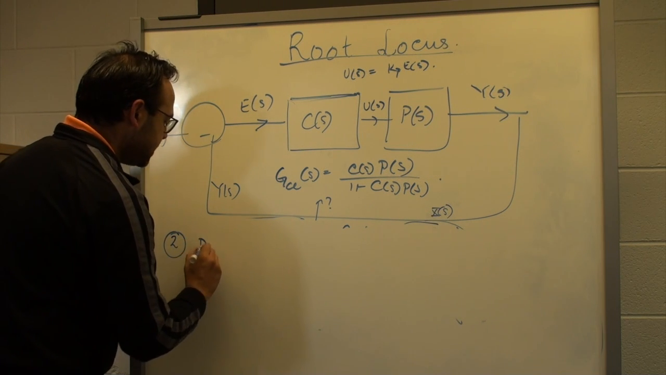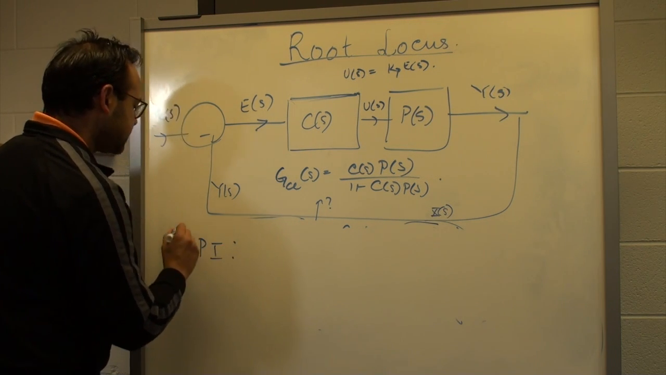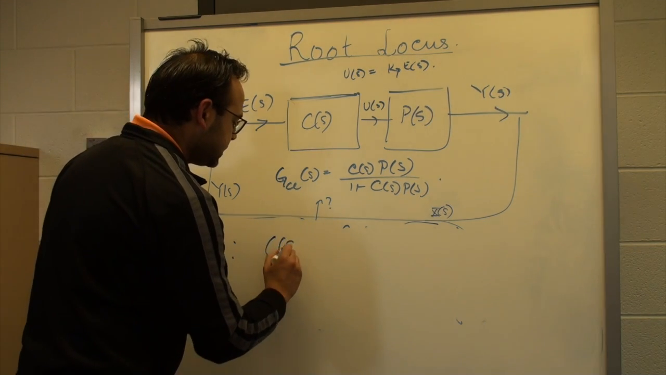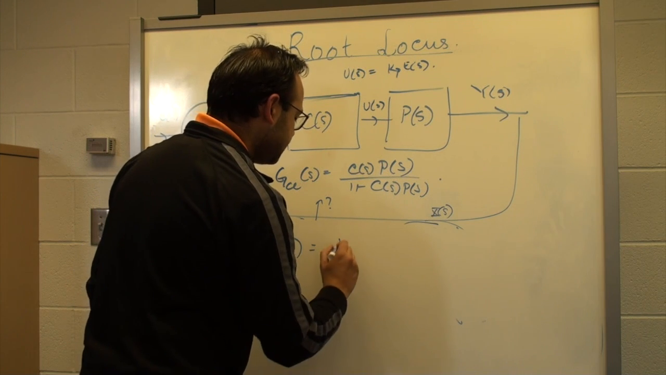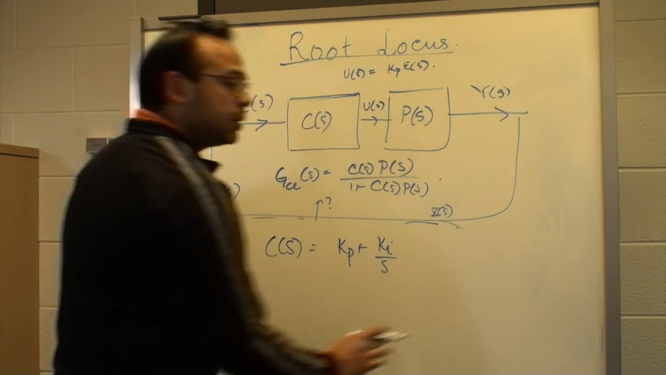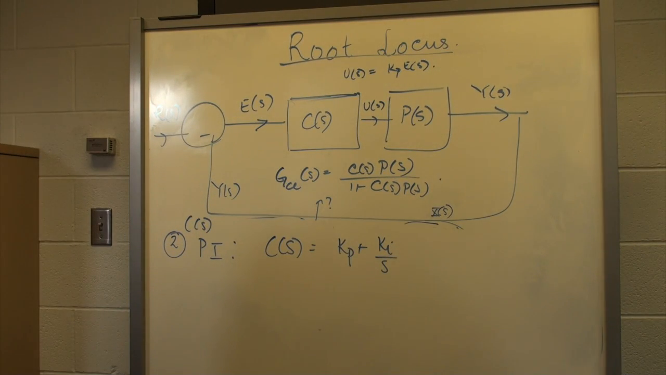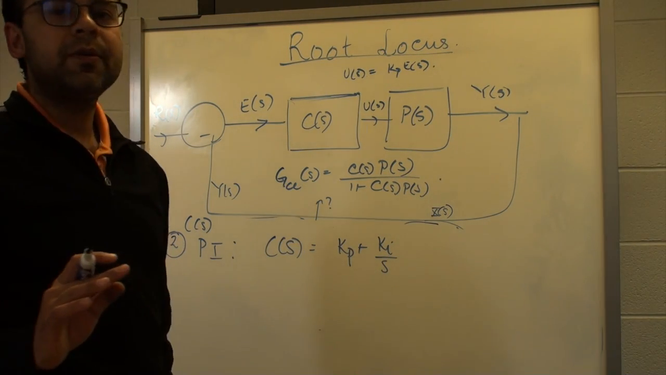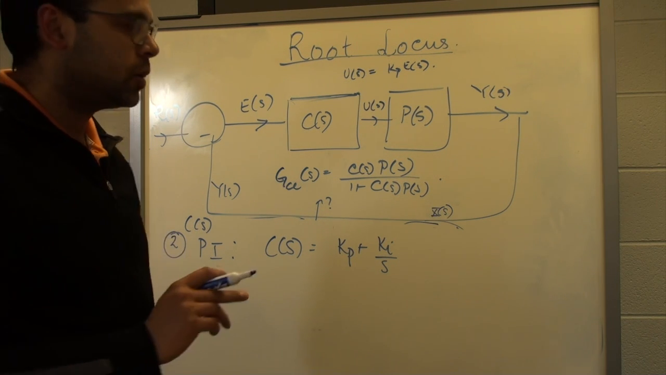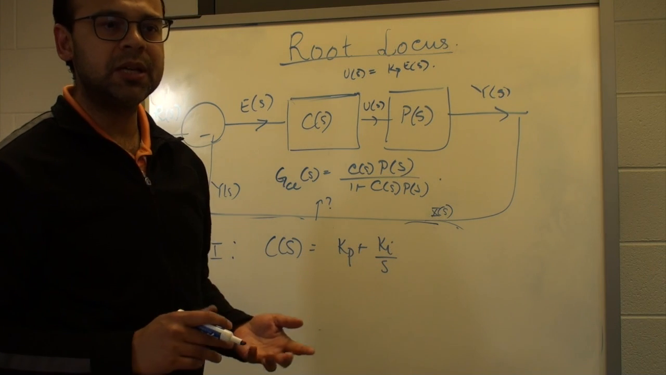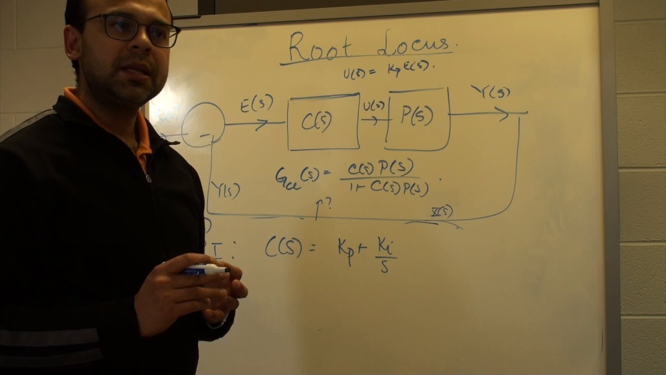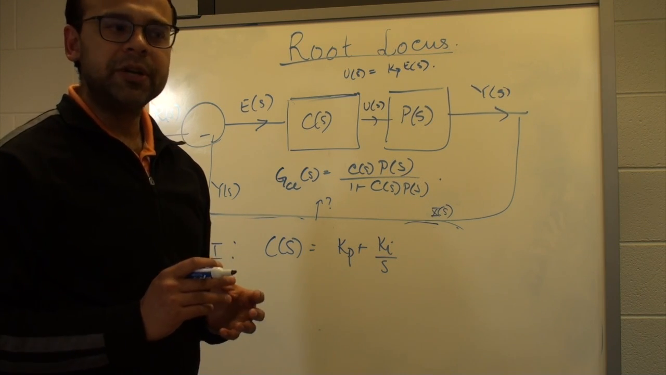Now let us look at a PI controller. So C(S) is a PI controller, such that C(S) is equal to KP plus KI over S. So now, let us do the following. Remember, we have control over just one gain here, right? We cannot vary both KP and KI simultaneously. This is the biggest drawback of the root locus method, right? That you have only one degree of freedom here.